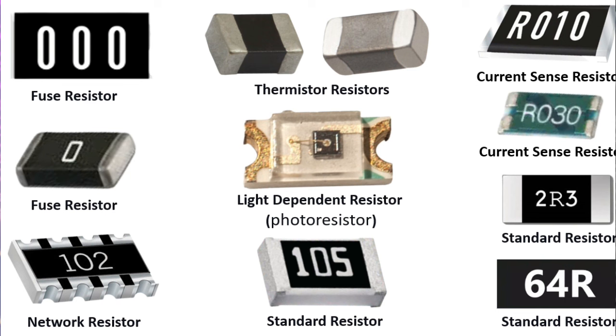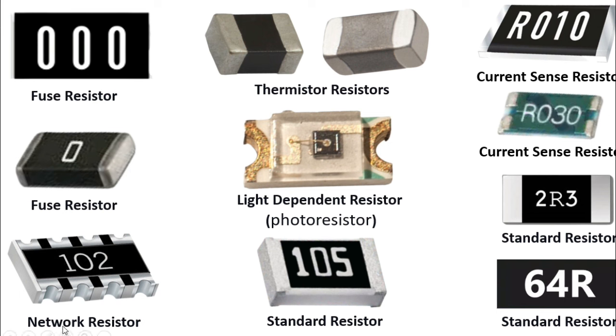So as you can see here, this is the picture of SMD resistors. So let's begin here. This is the fuse resistor. You can find 3 zeros or 1 zero in the body of the resistor, which means fuse resistor. Its resistance is equal to 0 ohm.